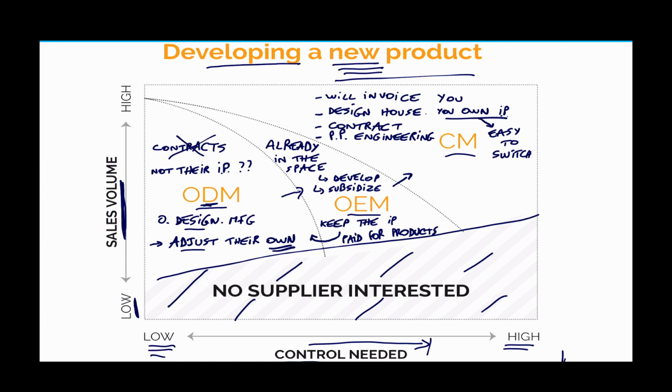Okay, coming back to the ODM, again, they keep the IP, so no switch, right? No switch, forget it. It's going to be very hard for you to switch away from them. But here you own the IP, you have all the deliverables, you have the bill of material. Okay, it's easier for you to switch, right?